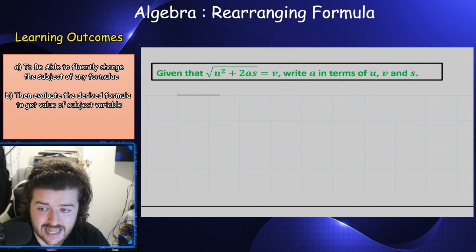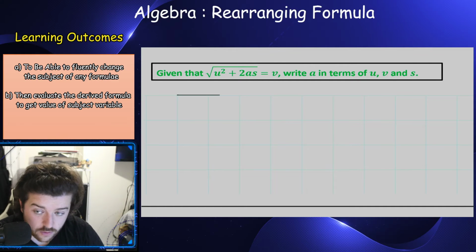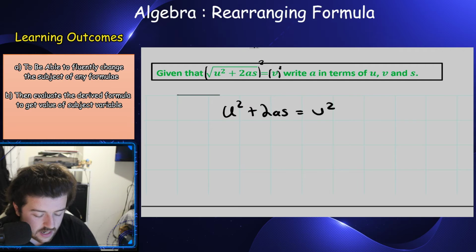Right, now indices and roots and powers. Now I apply the BIMDAS backwards. So I have a root here, square root. So I need to square both sides. So if I square both sides here, I'm going to get u squared plus 2as is equal to v squared.